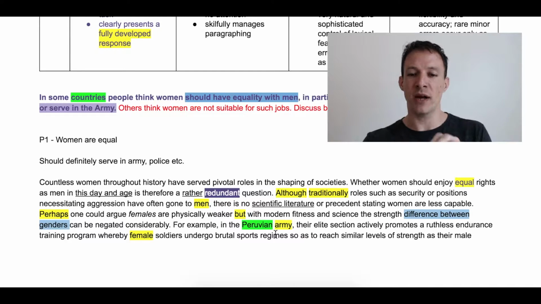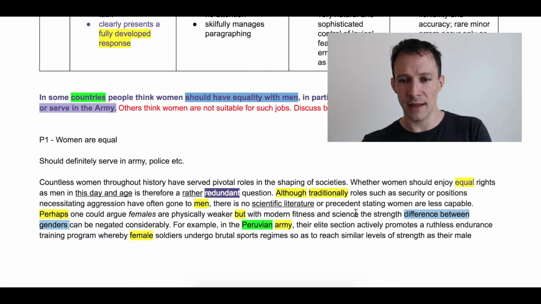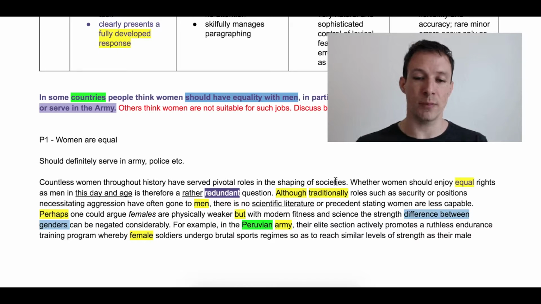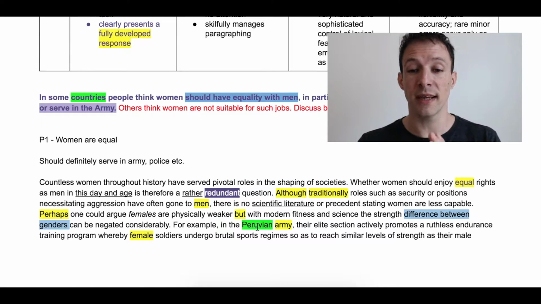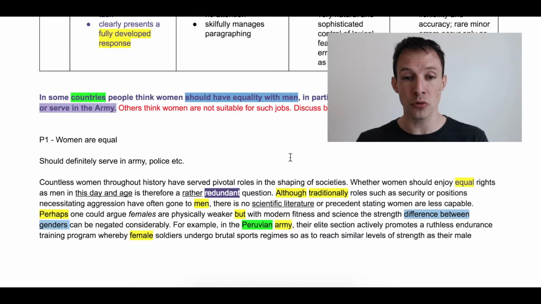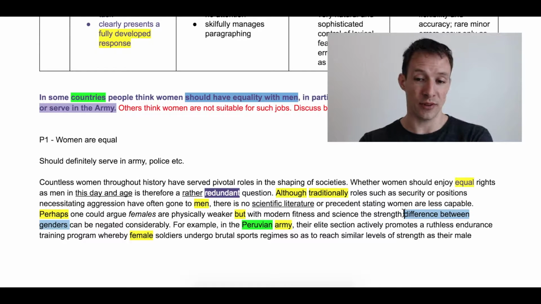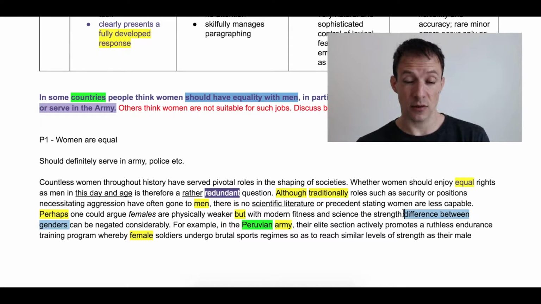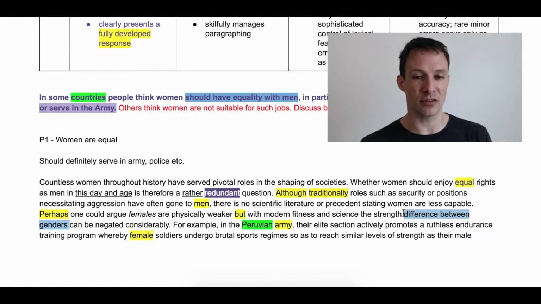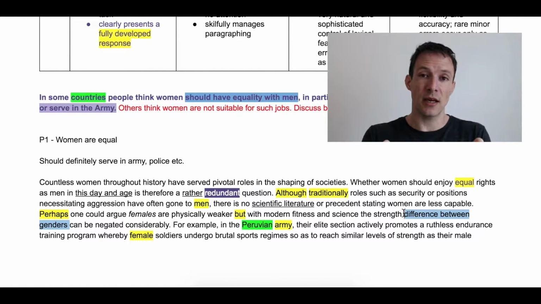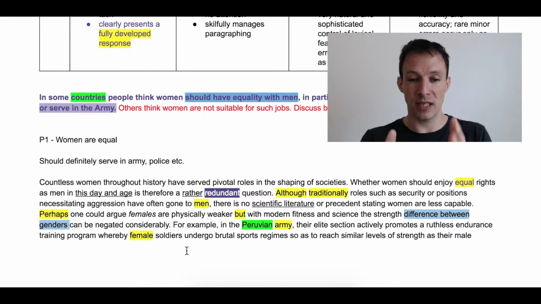So as you can see, all the parts in yellow refer to the fully developed response, and also refer back to the question because I'm keeping on topic. The green bit, I'm talking about Peru, it's talking about countries. Also, it says in the question, should have equality with men. And then here, one way I managed to say the same was difference between genders, okay? This just helps with Lexical Resource, but I'm keeping on topic. I'm trying to avoid using words directly from the question, but I'm keeping on topic.